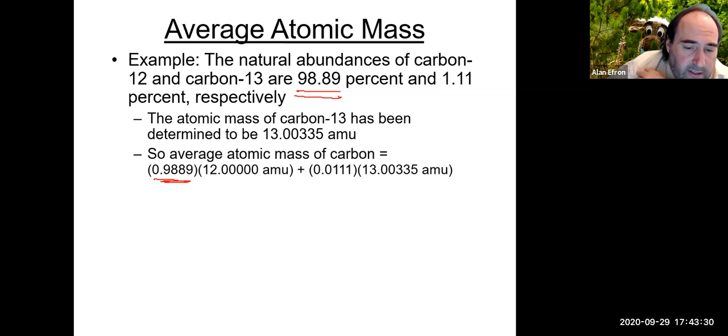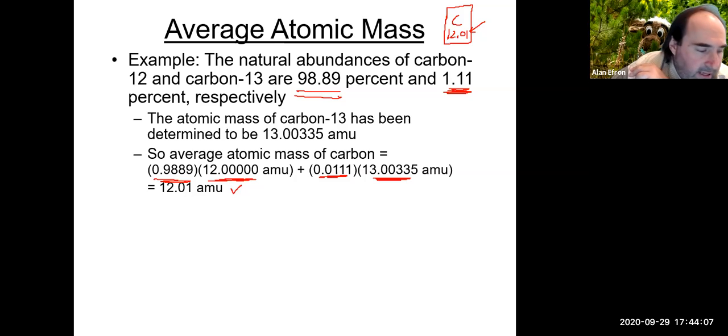We're going to multiply it by the atomic mass of the first isotope, the carbon 12 isotope. Then we're going to add it to the percentage of the second isotope, which is 1.11%, again divided by 100 or moving the decimal point. We're going to multiply that by the molar mass of the carbon 13 isotope. And if we do all that math, we end up with a number of 12.01, which, if you look on the periodic table, is exactly the number that you typically see underneath carbon.